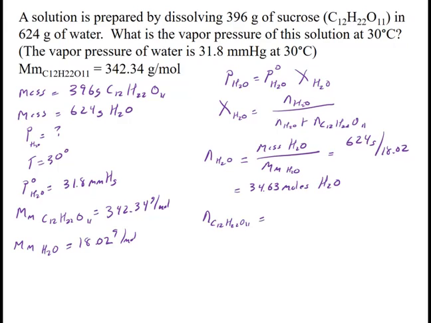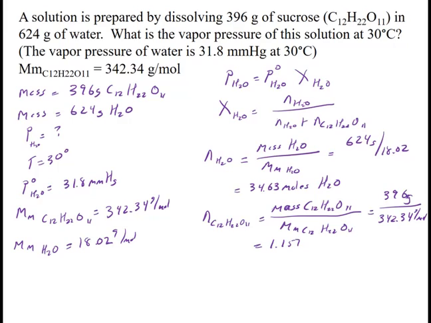Okay, I need to find the moles of the C12H22O11. Okay, and I'm going to do the same thing. It's going to be the mass of C12H22O11 divided by the molar mass of C12H22O11. So that's going to be the 396 grams divided by the 342.34 grams per mole. So the moles of that is 1.157 of C12H22O11.